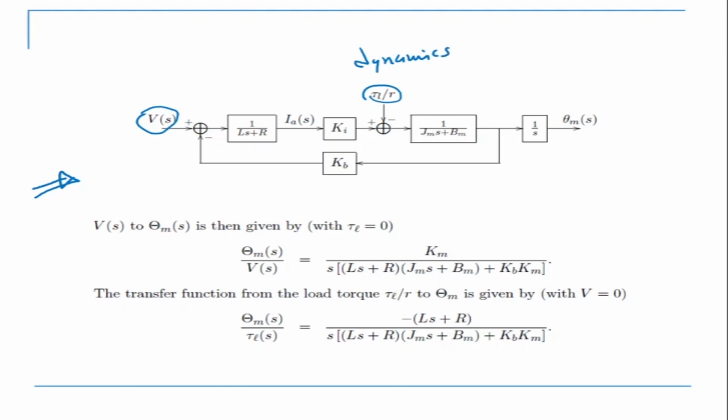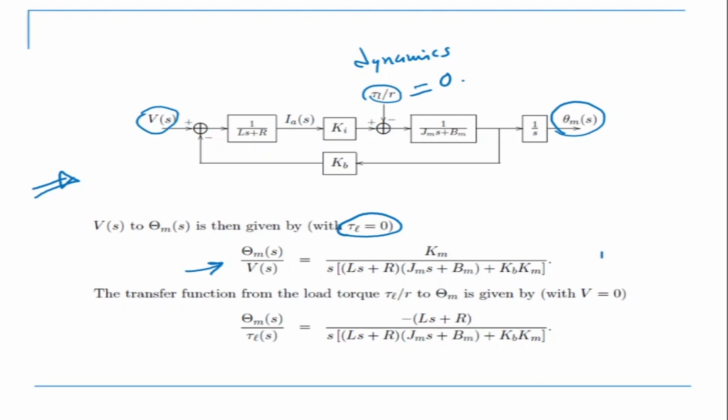Now because we have two inputs, we use superposition. By superposition we mean that, because there are two inputs, at every instant we assume the other input to be 0. So first we find the transfer function between theta m, which is the output, and the input Vs, assuming that tau L is equal to 0.